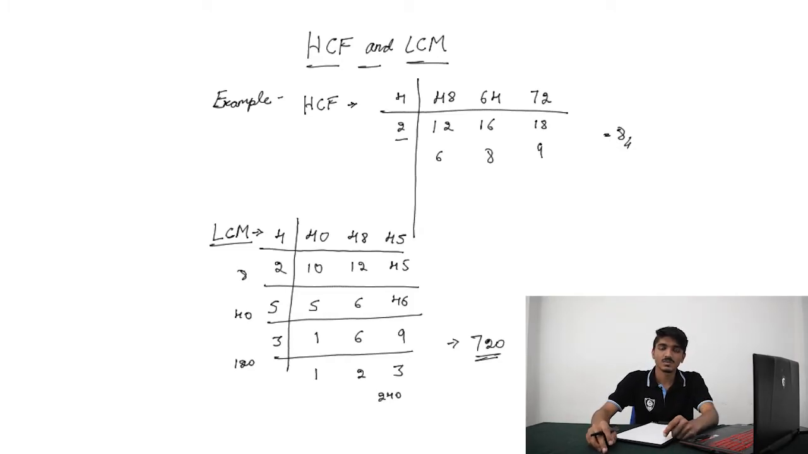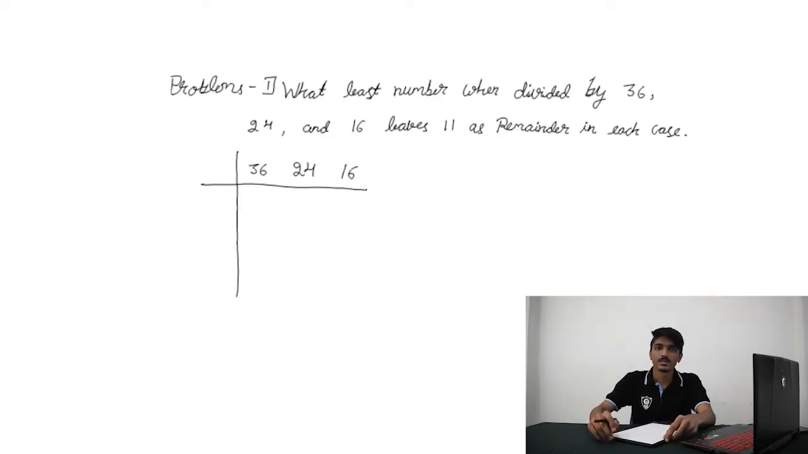So now let's see the problems on LCM and HCF in a simpler way. Problem number 1. What least number when divided by 36, 24 and 16 leaves 11 as remainder in each case? Looking at the question, it says least number, so this question refers to LCM. So let's first find the LCM of 36, 24 and 16.